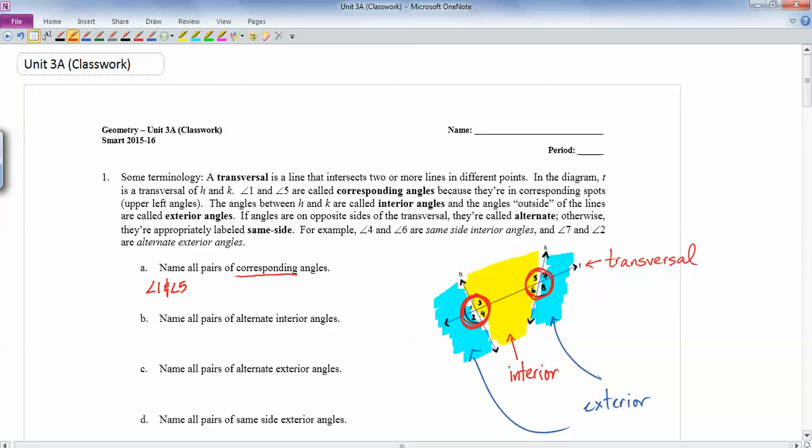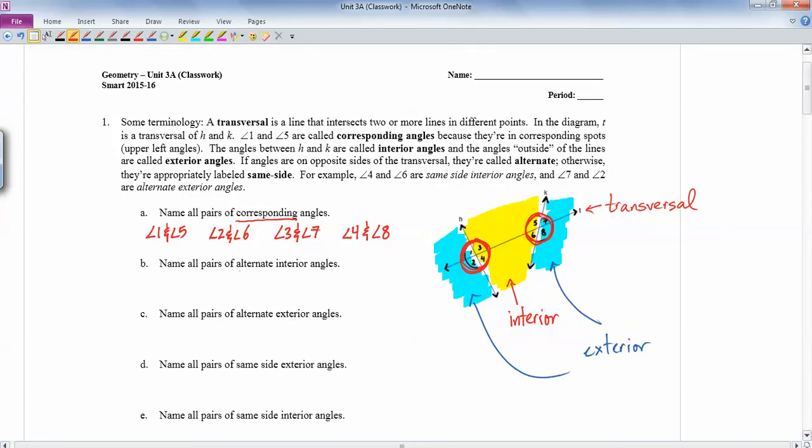Similarly, 2 is in the bottom left, 6 is in the bottom left. So angle 2 and angle 6 would be corresponding angles. And notice 3 and 7 are in the top right of each chunk, and angle 4 and angle 8 are in the bottom right of each chunk. So anytime they're in matching locations, then you call them corresponding, because they're corresponding locations.